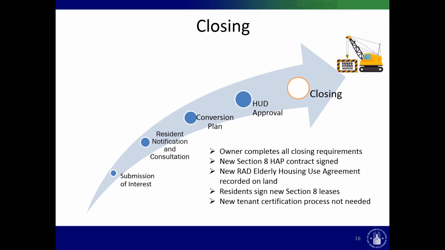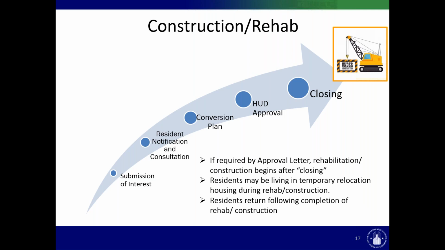Residents will sign new Section 8 leases at that point, and no tenant, as described earlier and go into greater detail later, no tenant would be rescreened, so there's no need for a new tenant certification at that time. At this stage, if required by HUD's approval letter, rehab or construction would begin. Residents, therefore, may be moved temporarily to accommodate the rehab or construction, but then would return following the completion of that rehab or construction.